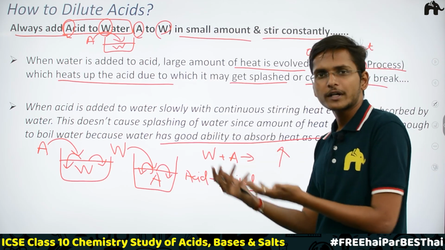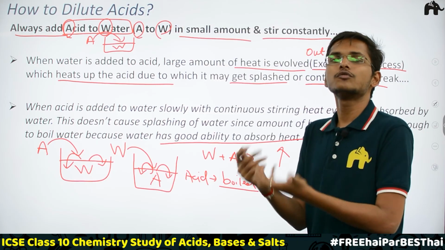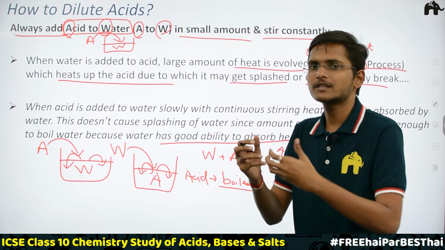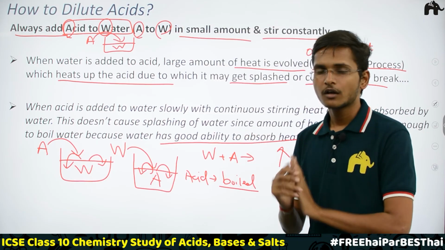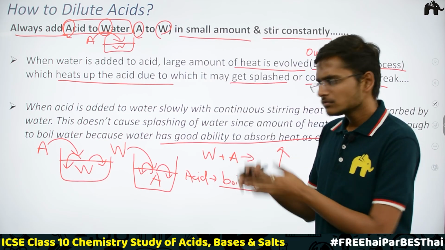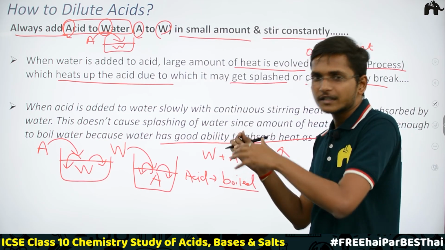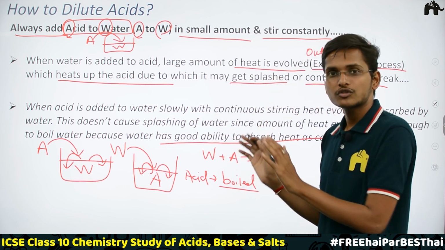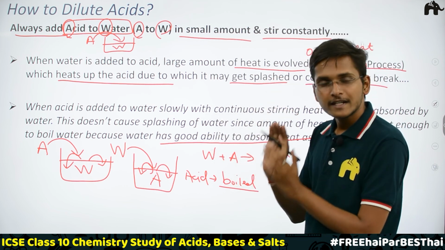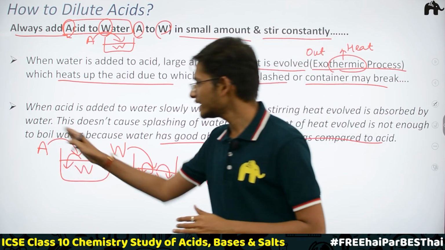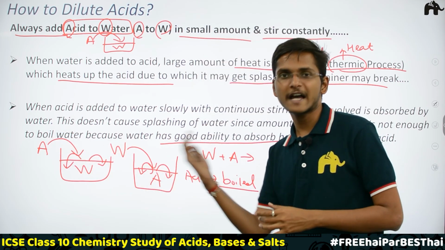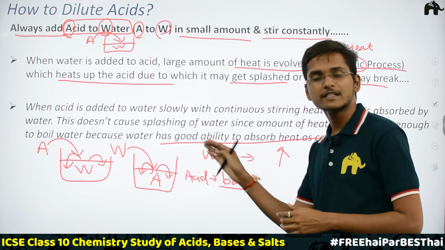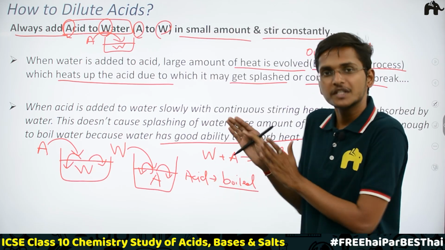So if water doesn't get boiled up, you would just feel the beaker getting warm. That's it. Nothing else. So water remains as it is. It is not getting boiled up, so the solution is not getting splashed and all those things. And our acid is also getting diluted because we are adding acid to water, so in turn the solution is of acid and water. So our acid is also getting diluted in this way.